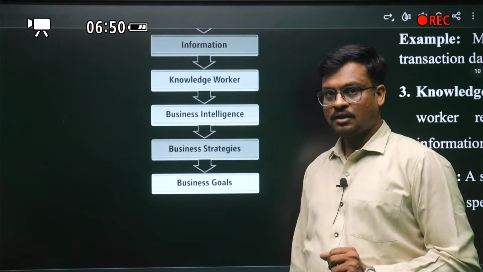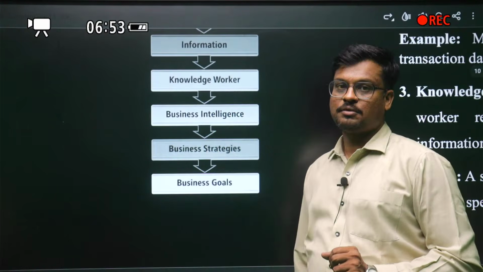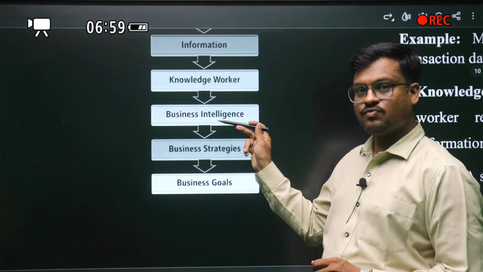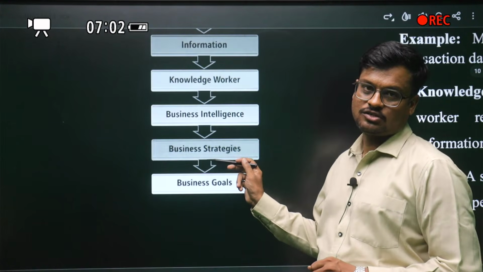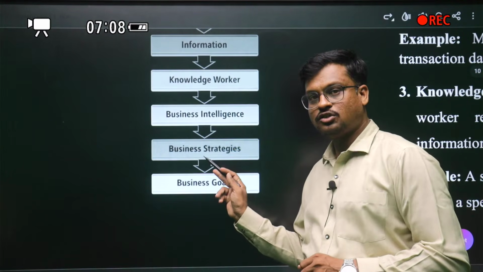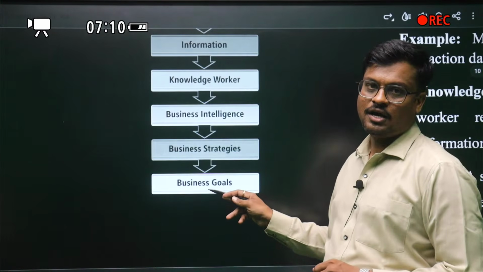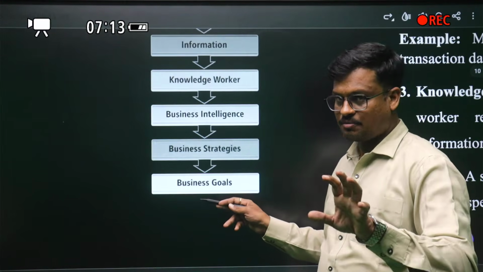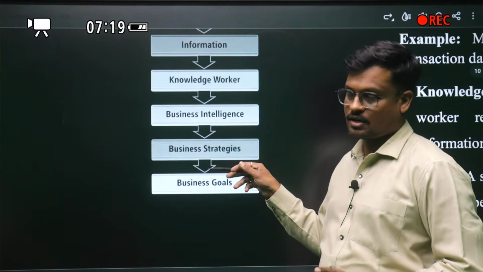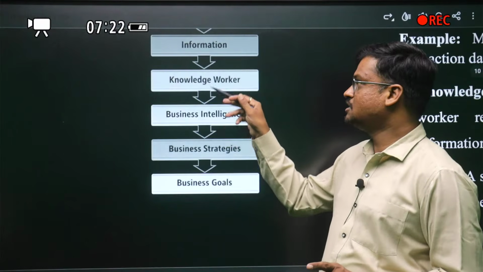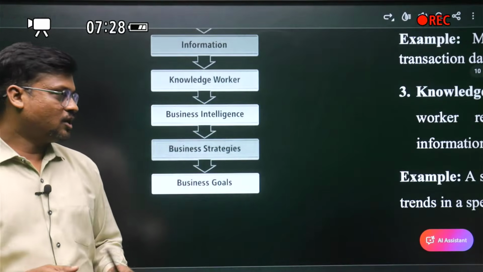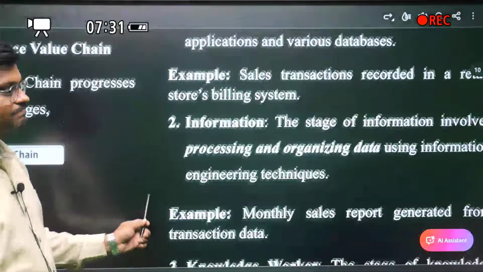Then the knowledge worker stage will be transforming the data into relevant data again. Then we will apply business intelligence, which goes in line with the strategies of your organization. With business intelligence applied on your information according to the guidelines of the strategies, you will be able to achieve the goals you have defined for your organization, with the help of the strategies you follow and the inclusion of business intelligence on the information. Then you will be able to give value to the data available in your organization.